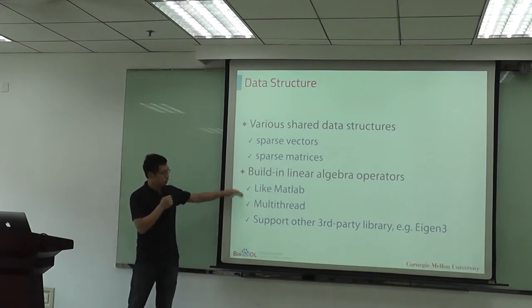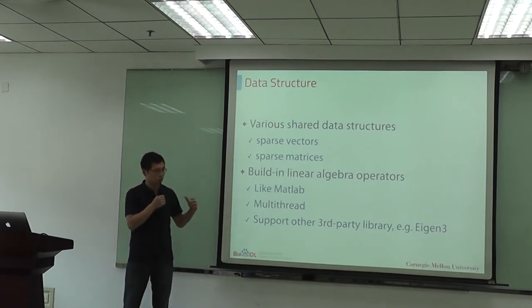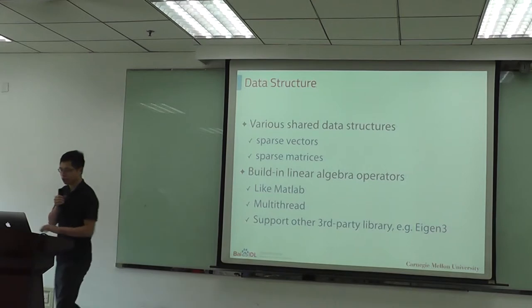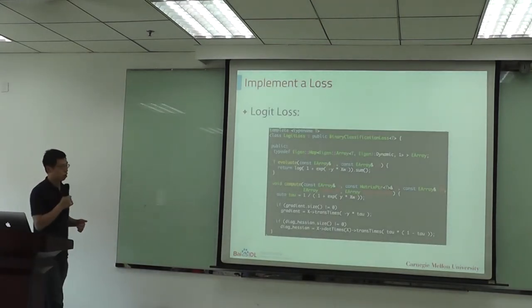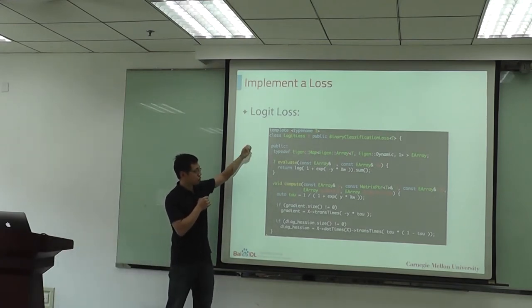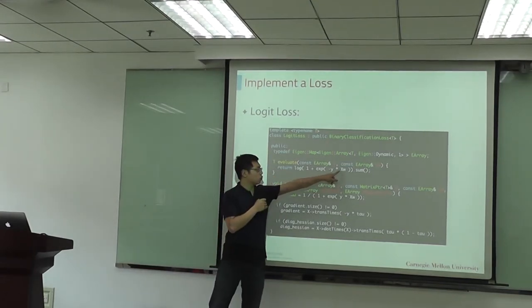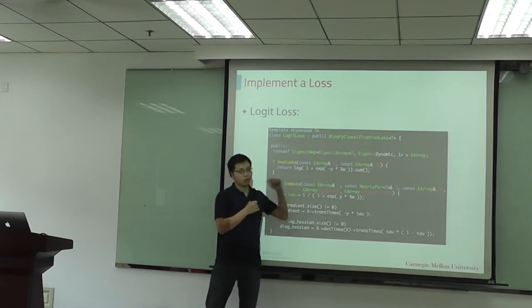And so you can write the program just as math, and it's multi-threaded, so you don't need to worry about the local optimization. And also you can use some very nice C++ libraries. So here's an example of how you implement the logistic loss, that is, implement two functions. One is how you evaluate this, given the training data, the model, and the label, you run these things.